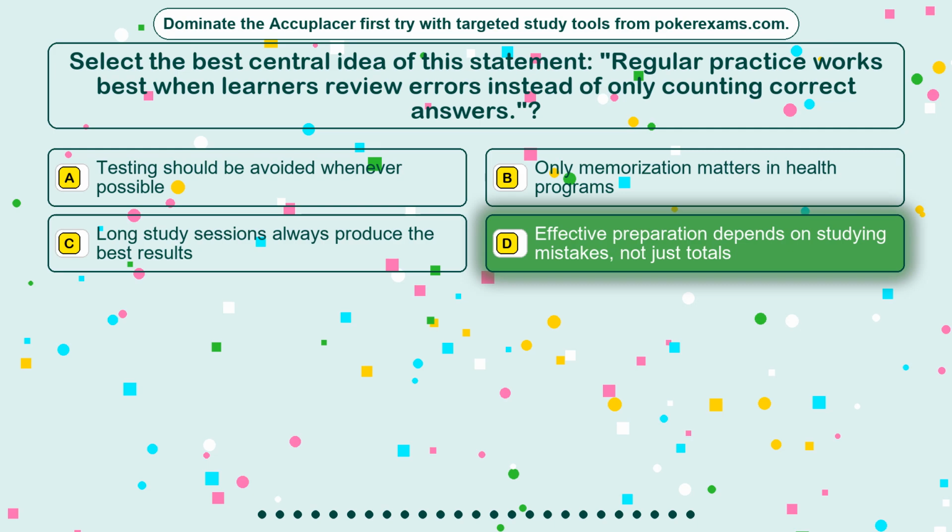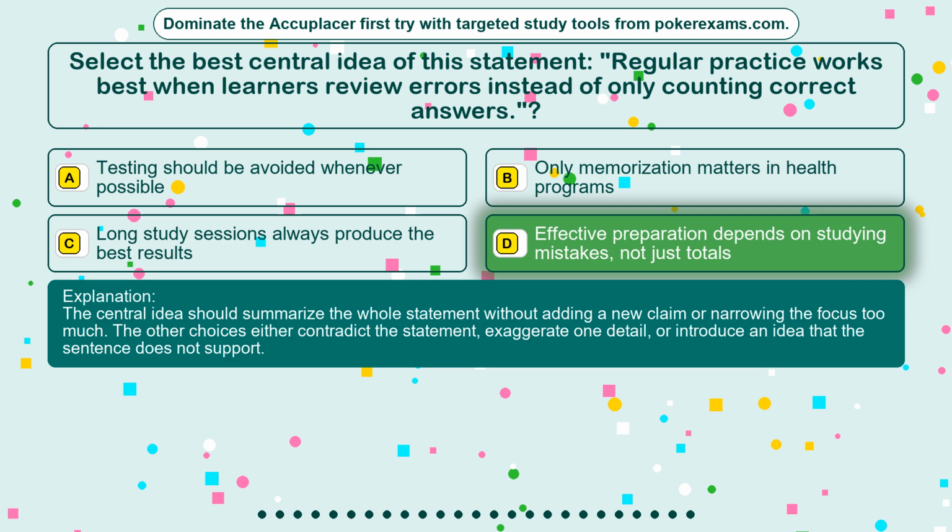The correct answer is Option D. Effective preparation depends on studying mistakes, not just totals. The central idea should summarize the whole statement without adding a new claim or narrowing the focus too much. The other choices either contradict the statement, exaggerate one detail, or introduce an idea that the sentence does not support.